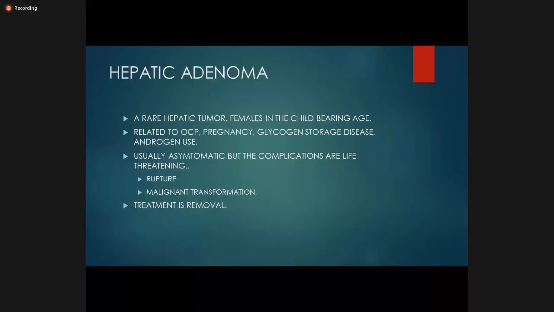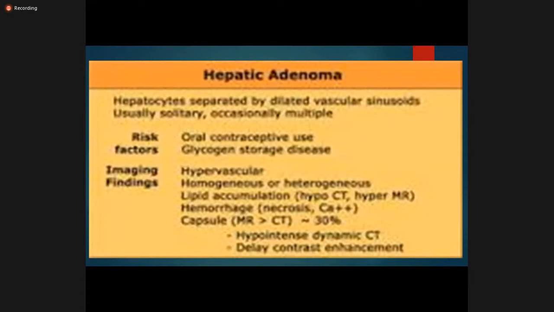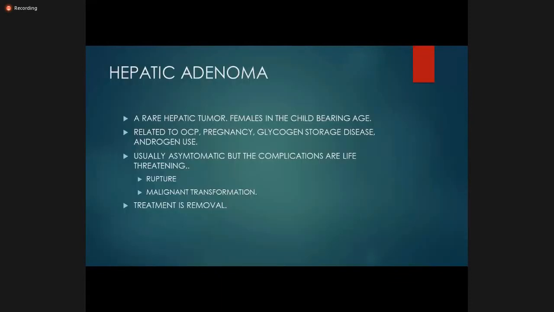So hepatic adenoma is a rare hepatic tumor. Females are predominantly affected, 80%, as you saw in our previous slides. And then they are seen in childbearing age. The predisposing factors for the hepatic adenoma are related to oral contraceptive medication, pregnancy, glycogen storage disease, and use of androgens. Androgen steroids are the predisposing factor.